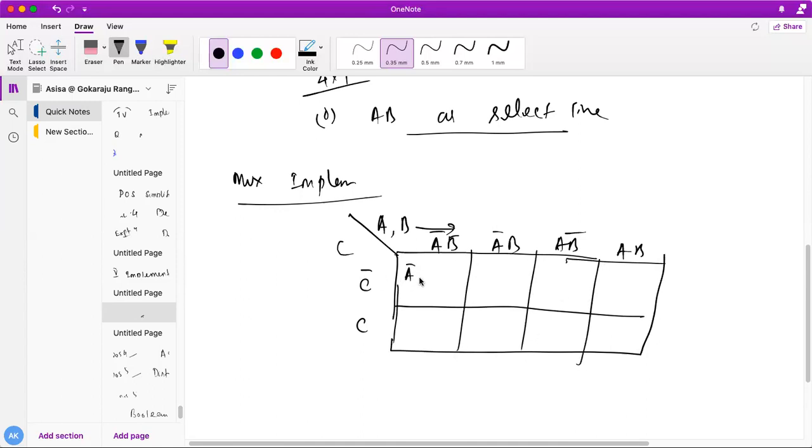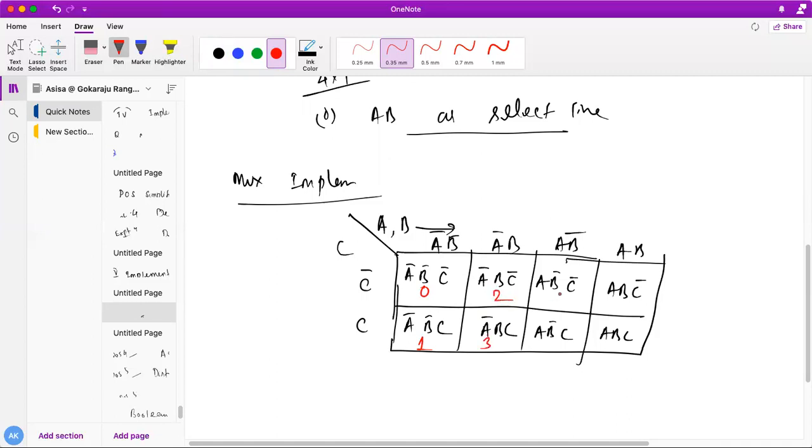This is actually A bar, B bar, C bar. This is A bar, B, C bar, A, B bar, C bar, A, B, C bar. So this is A bar, B bar, C, A bar, B, C, A, B bar, C, A, B, C. So what are the min-term positions in this mux implementation table? It's nothing else. This is 0, 1, 2, 3, 4, 5, 6, 7. Now what is the function that is given here?